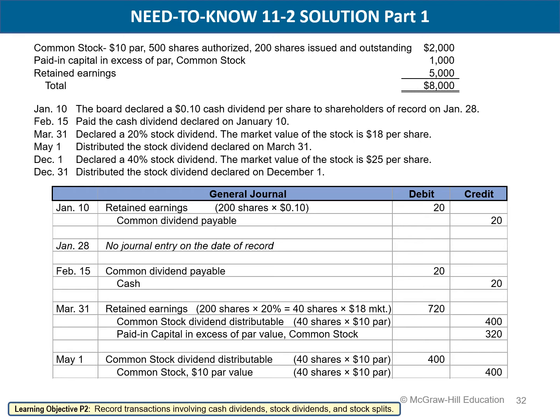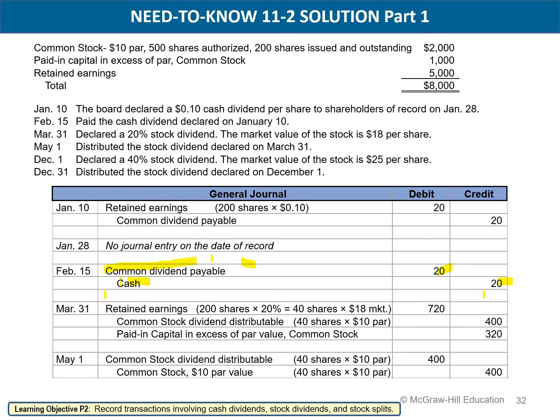And we have to record our liability at the date of declaration. So that's a common dividend payable equal to 200 shares times 10 cents per share for $20. On the 28th, there's no entry required. On the 15th, they pay that dividend, so we're going to reduce our common dividend payable, $20, and we're going to reduce our cash, $20.